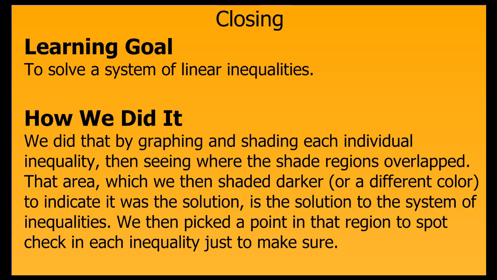In closing, let's review our learning goal. We wanted to learn how to solve a system of linear inequalities. We did that by graphing and shading each individual inequality, then seeing where the shaded regions overlapped. That area, which we shaded darker, or a different color, to indicate it was a solution, is the solution to the system of inequalities. We then picked a point in that region to spot check in each inequality just to make sure.